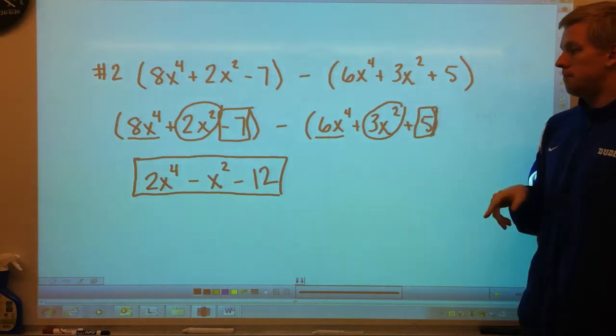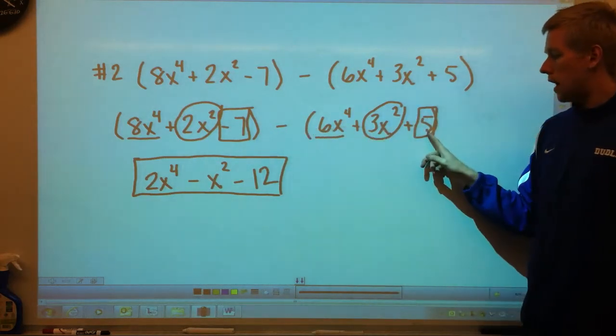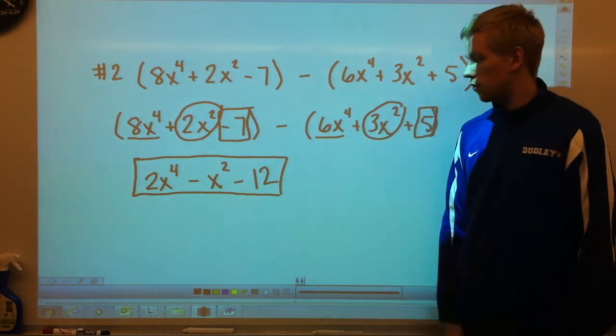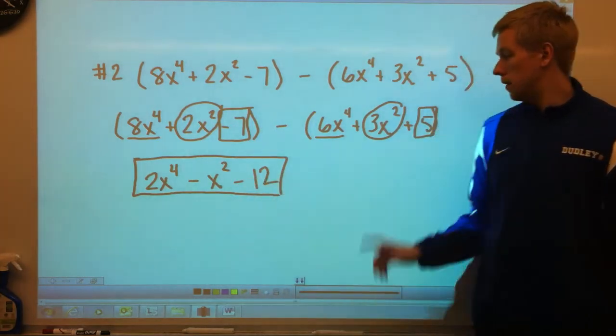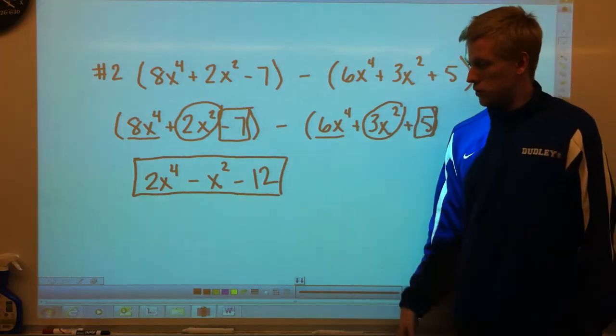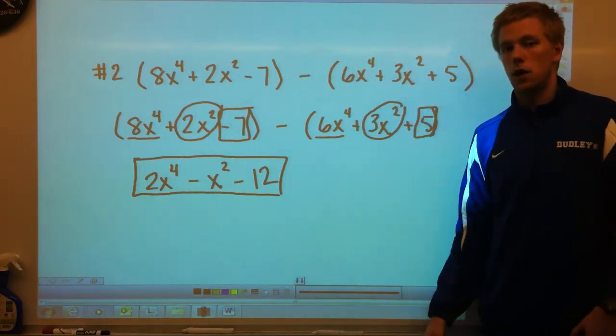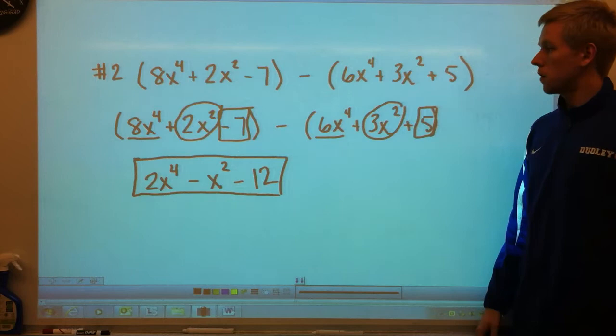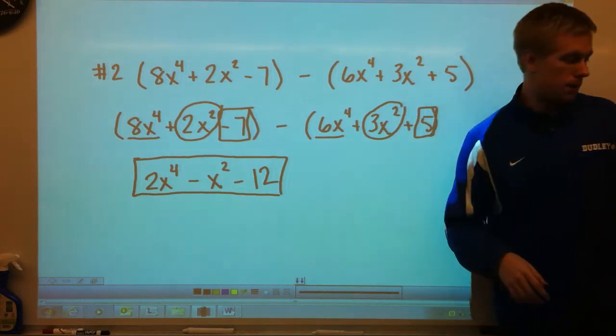That was also the last term. So negative 7 minus 5, that becomes a negative 12. So I just tacked that on the end because it was in the last spot in the actual problem. So my final answer was 2x to the fourth minus x squared minus 12. And so that's an example of a subtraction problem.